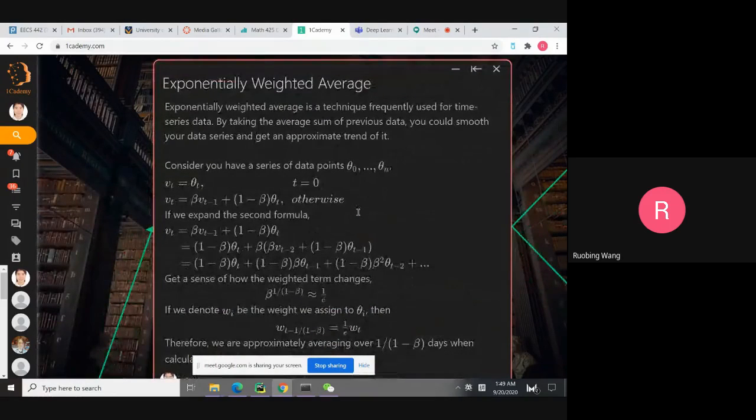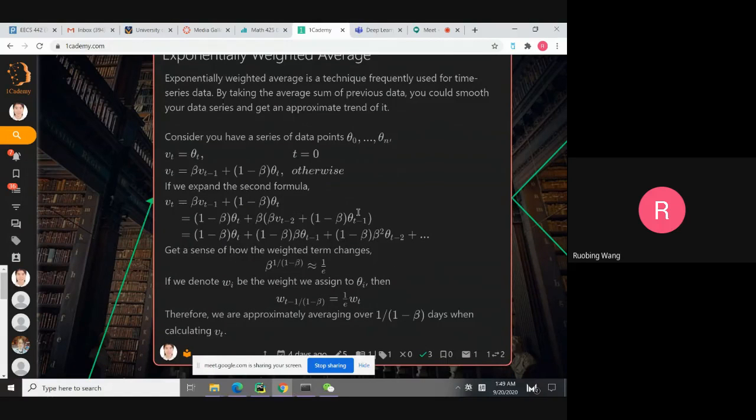Exponentially weighted average is a technique frequently used for time series data. By taking the average of previous data, you can smooth your data series and get an approximate trend of it. The below part is the math behind this method.